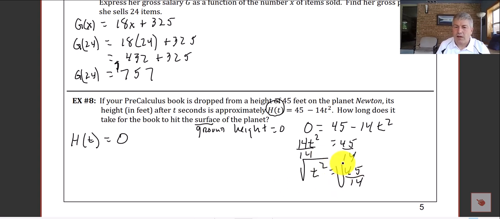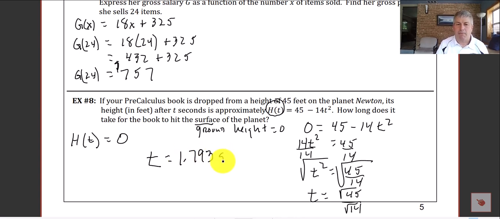Square root both sides, and t is equal to, we could do plus or minus here, but having negative time doesn't make sense, so we're just going to use the positive. Square root of 45 over the square root of 14. We put that in our calculator, and we get t equals 1.793 seconds. And we'll get some more practice with this when I see you in class.